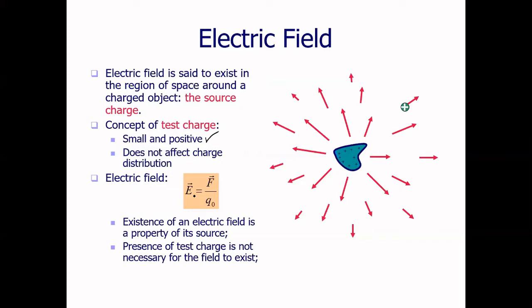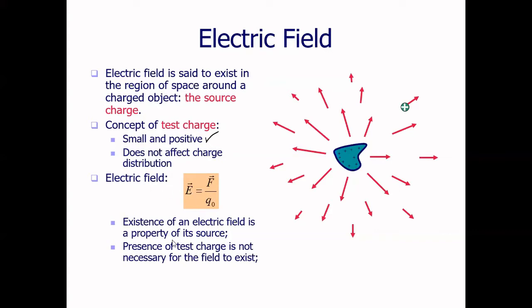So the electric field by definition is just the force that is acting on the test charge when placed at that particular point. The electric field is simply the Coulomb force. The electric field at a given point is the Coulomb force that would act on a test charge if the test charge was placed at that particular point.